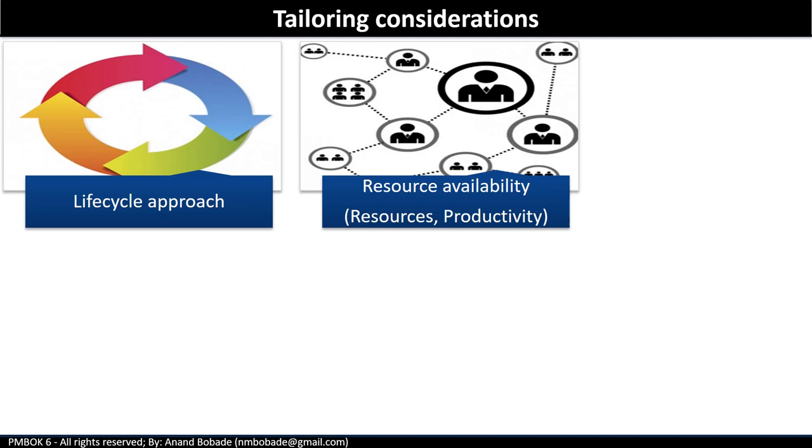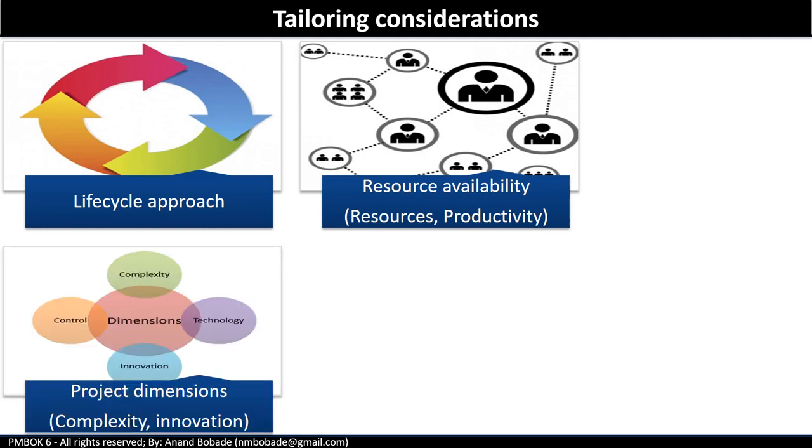Project dimensions. Project dimensions may have impact on desired level of control required to manage the project. The factors like project complexity, technological uncertainty, uniqueness of a product may result into many risks and issues on the project. Process tailoring is required to manage these project dimensions.